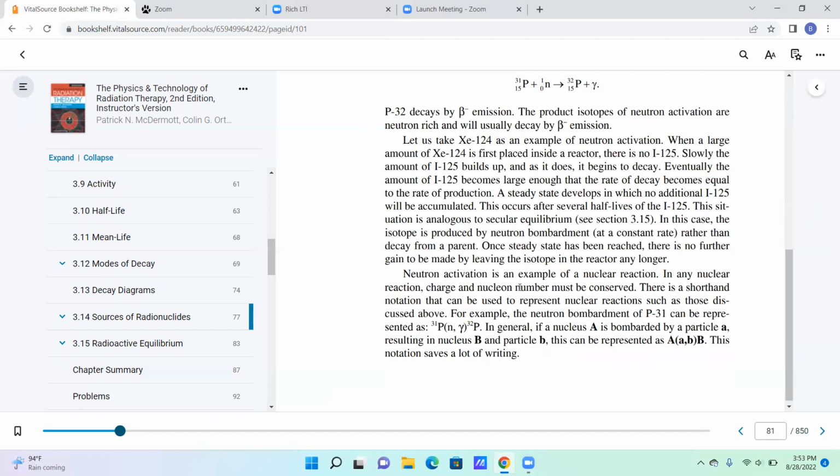Neutron activation is an example of a nuclear reaction. In any nuclear reaction, charge and nucleon number must be conserved. And there's a shorthand way that can be used to represent nuclear reactions such as those discussed above. So for example, the neutron bombardment of P-31 can be represented as this. In general, if nucleus A is bombarded by particle little a, resulting in nucleus B and particle little b, it can be represented as this.